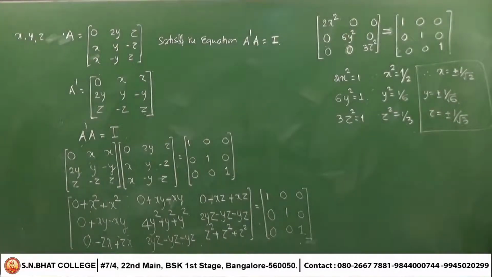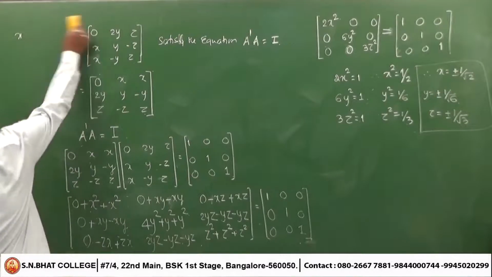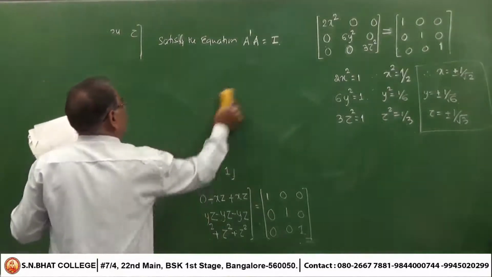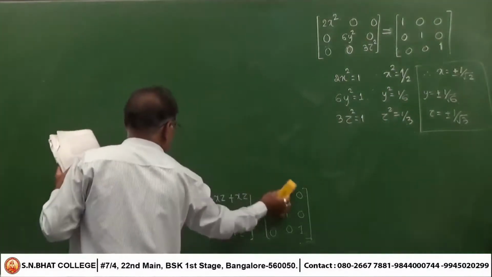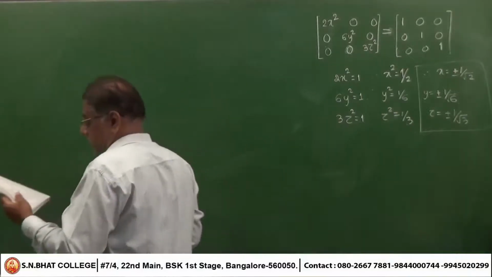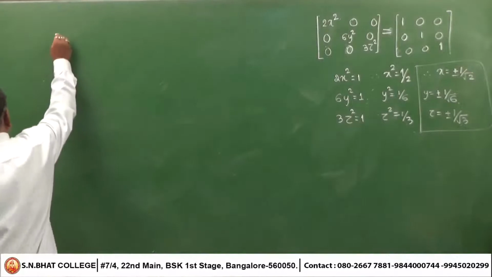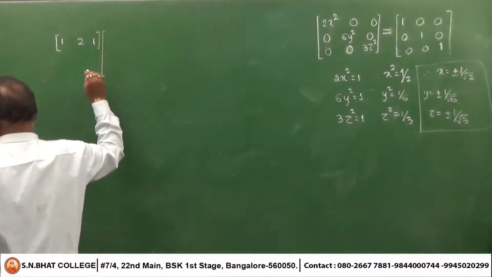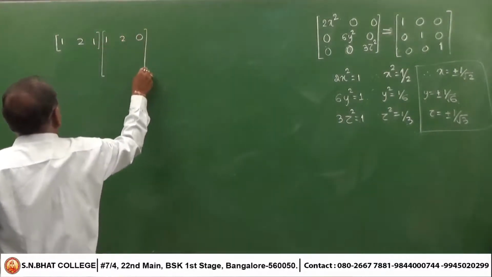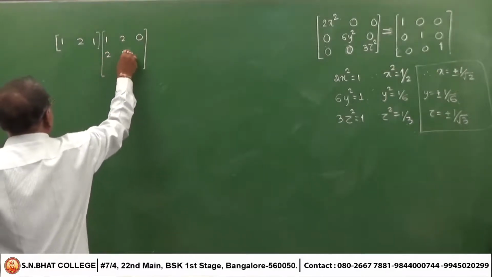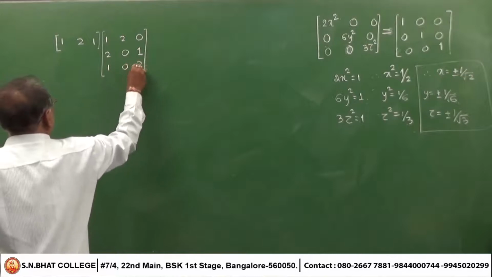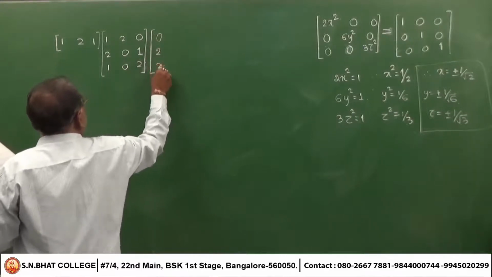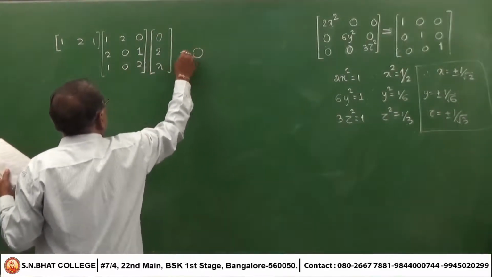Take the next problem. Find the values of x if [1 2 1] into the matrix [[1 2 0],[2 0 1],[1 0 2]] into the column matrix [0 2 x] is equal to 0.